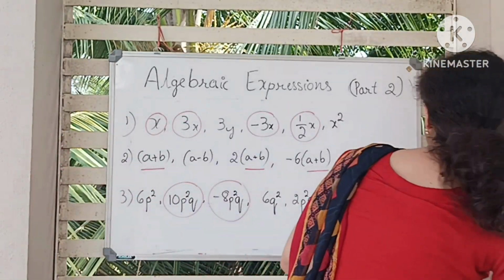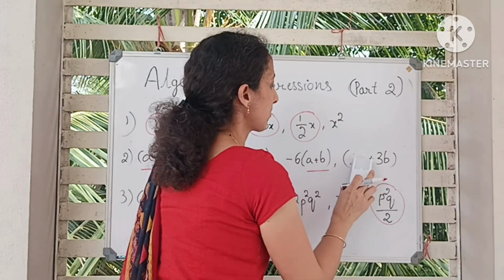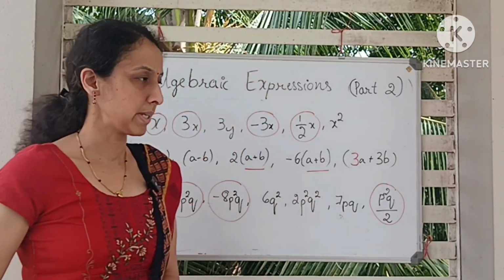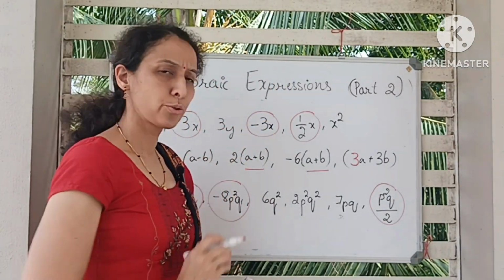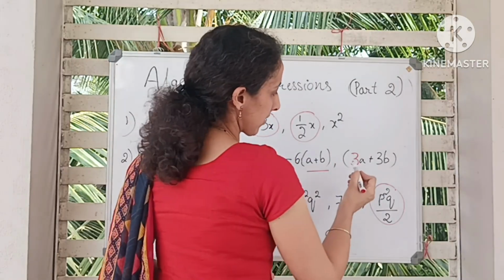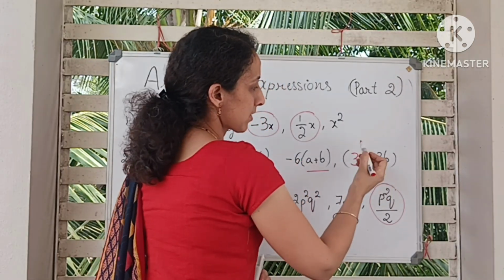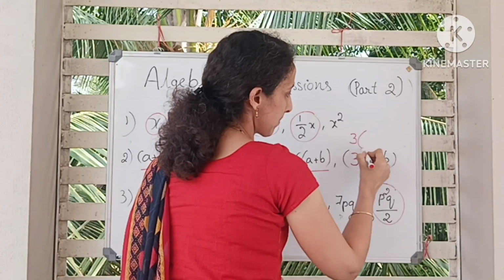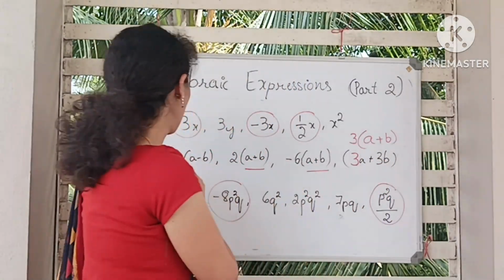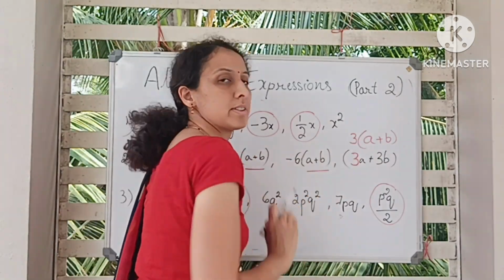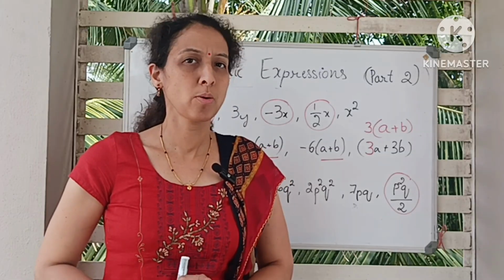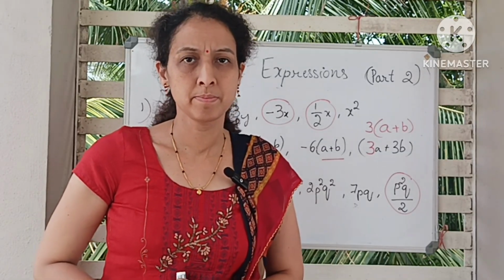Now let us say if this problem was something like this, 3a plus 3b, will it qualify to be the like term? This can become the like term if, since 3 is common, we take 3 out, this becomes 3 into a plus b. Then this also becomes the like term of these. Remember that we can carry out the addition and subtraction operations only on the like terms.